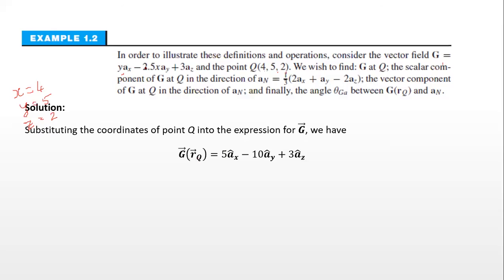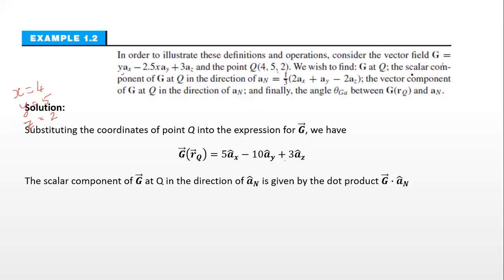5ax minus 2.5x ay. What is x? X is 4. 4 into 2.5 is 10. That's why minus 10 ay plus 3az. Okay, 3az as it is. This is the vector field G at the point Q. You can write it as G of RQ, that is 5ax minus 10ay plus 3az.